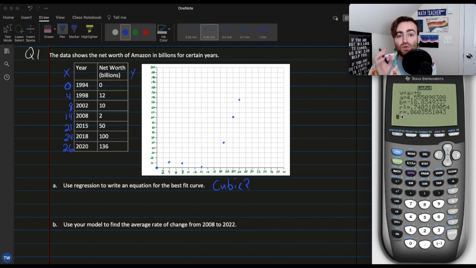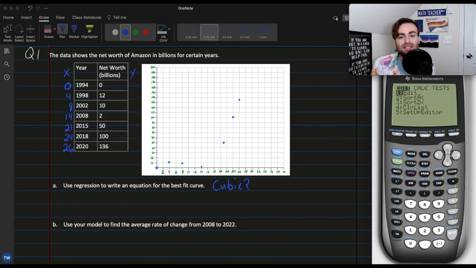We are trying to maximize how well our curve is fitting. So what we want to look for is this r squared value, and we want it to be as close to 1 or 100% accurate as possible. As we see here, it's about 74% accurate, so it's not awful, but it's not great. So linear didn't work. Let's try quadratic.